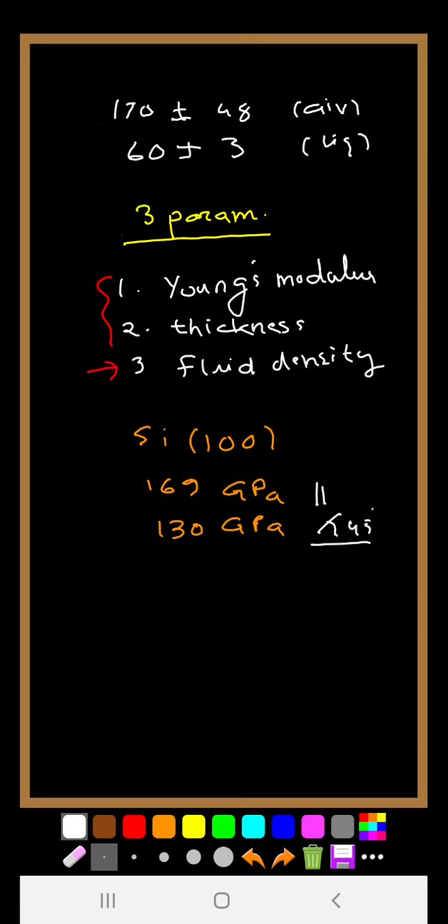Now, coming to resonator thickness, the resonator thickness is usually 2 micrometer, with slight variations. The density of the fluid is analyzed so that we can confirm the resonant frequency of the device is well matched with the experiment and proceed to study.